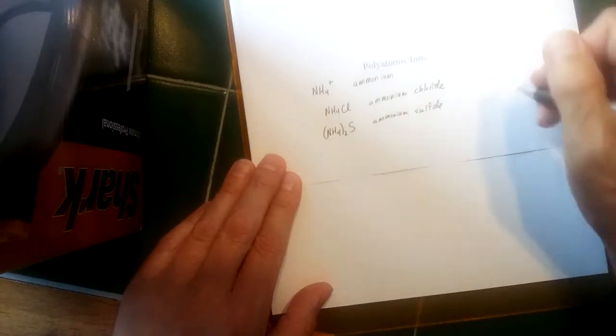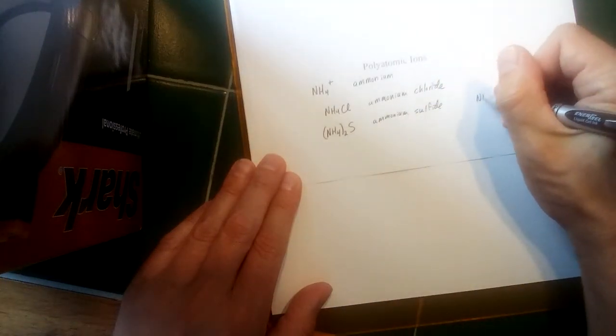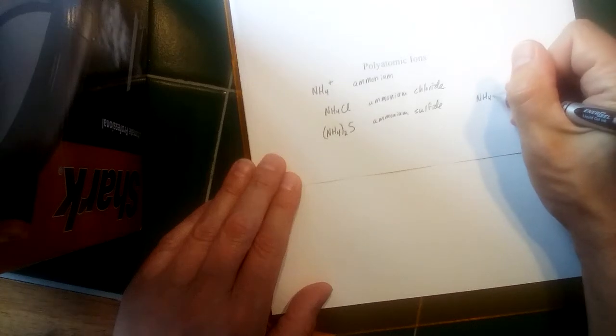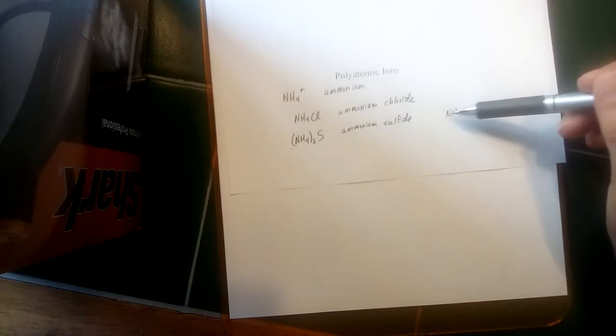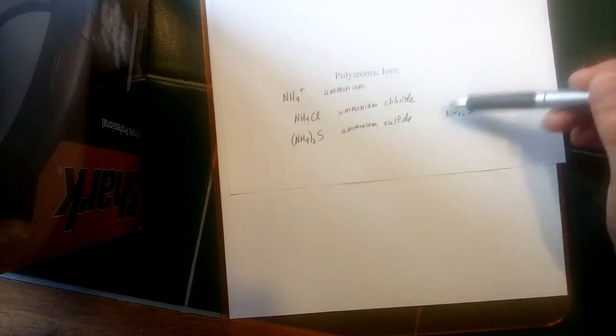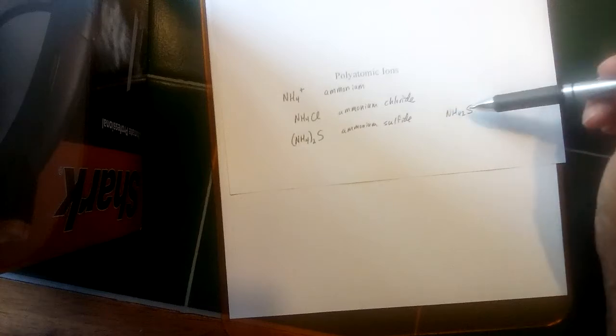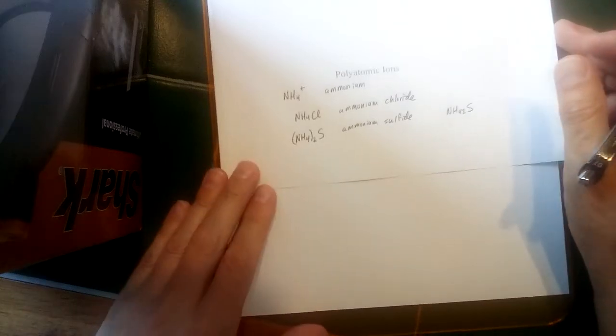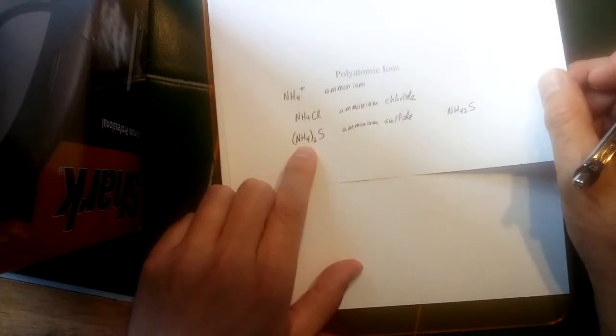But it's very different than if we don't put the parentheses, because if you write NH4, then the 2, and then the S, that looks like 1 nitrogen, 42 hydrogens, and a sulfur, which is not a thing, and certainly is not the same as what we're trying to describe over here. So if there's ever more than one of the polyatomic ion, make sure you put the parentheses.